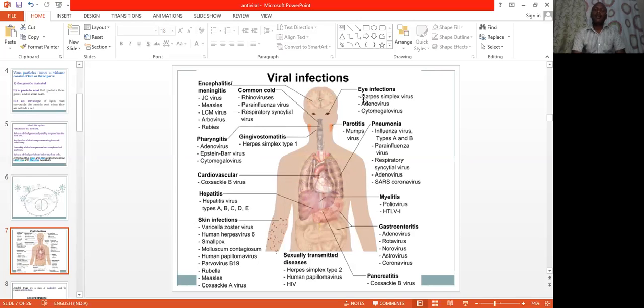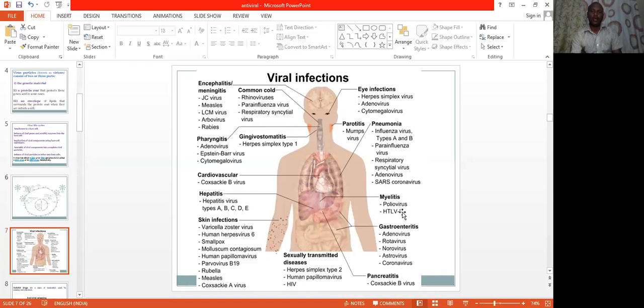And then viruses can cause eye infections, that is herpes simplex virus, HSV, adenovirus. Then you have pneumonia, so influenza virus. We know that they can cause pneumonia and respiratory infections, and adenovirus can cause it as well. Recently we are dealing with SARS coronavirus, which also causes pneumonia. Presently what we are dealing with is SARS coronavirus.